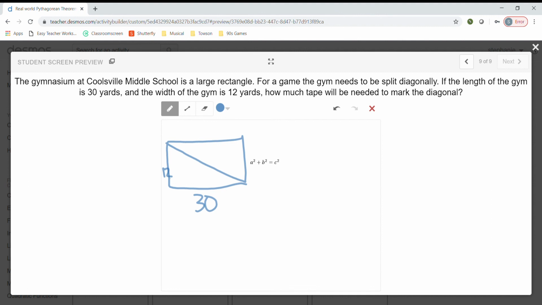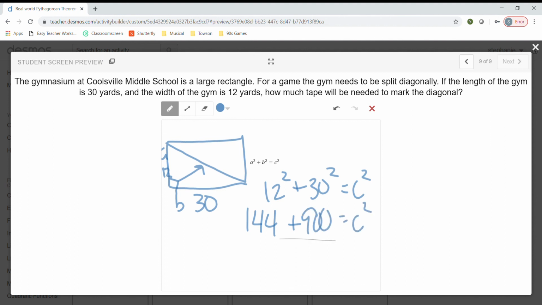All right, well, I'm going to take this right here, make that my right angle. Across from the right angle is C. A is going to be the up and down, B is going to be the side to side. So A squared is going to be 12, B squared is 30, equals C squared. 12 squared is 144. 30 squared, 30 times 30 is 900, equals C squared. Can I add together? Yes, I can. 900 plus 144 is 1,044.